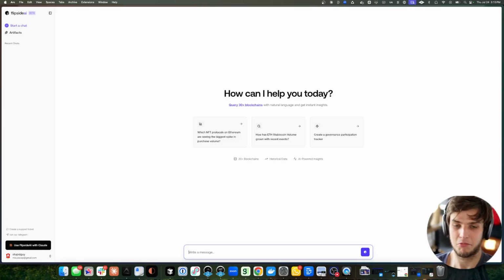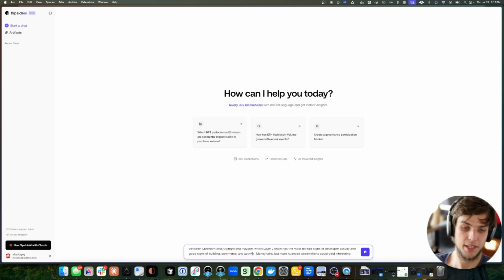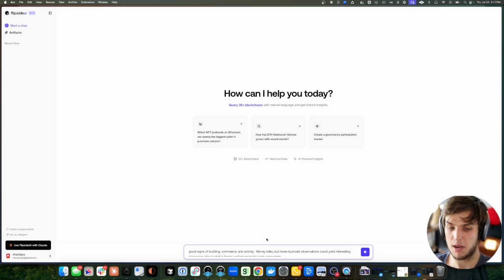Engineers are using it, so Claude Code is winning. I wonder if we ask something like, between Optimism, which is a layer 2 on Ethereum, the most telltale signs of developer activity and good stewardship. All right, we're asking, between Optimism and Arbitrum and Polygon, which layer 2 chain has the most telltale signs of developer activity and good signs of building, commerce, and activity? Money talks, but more nuanced observations could yield interesting takeaways about what is being worked on inside each ecosystem.